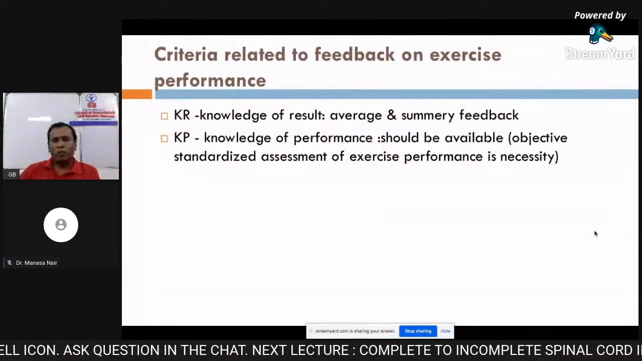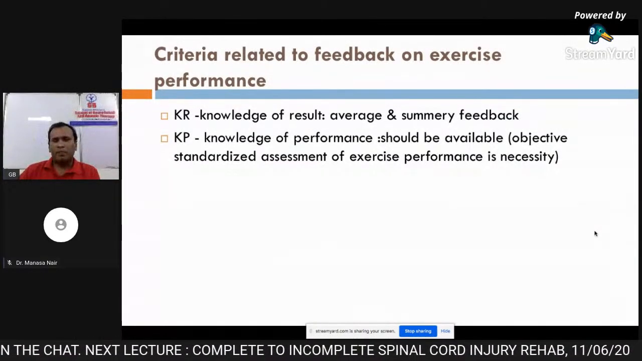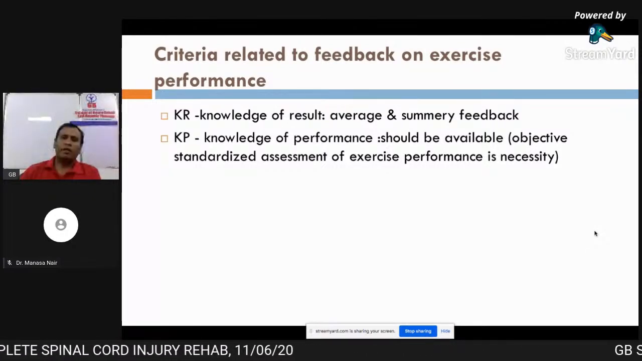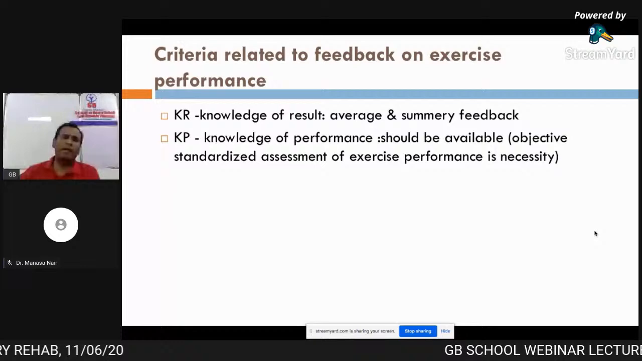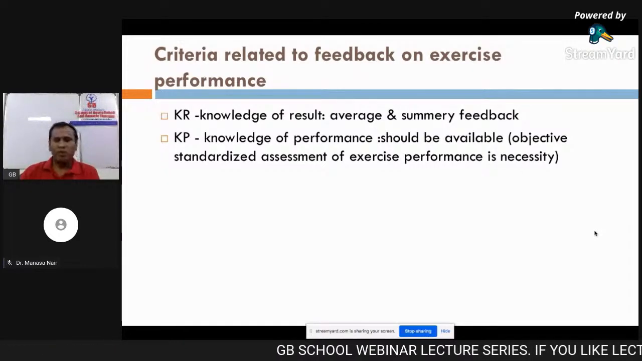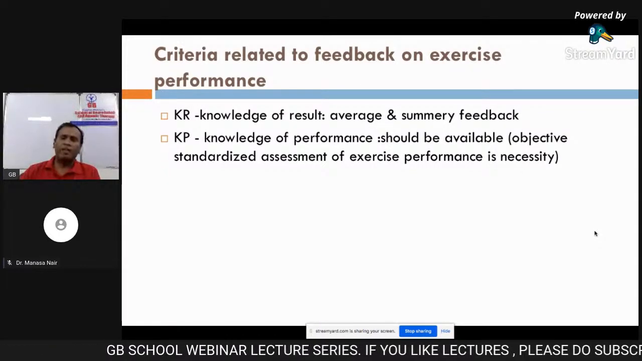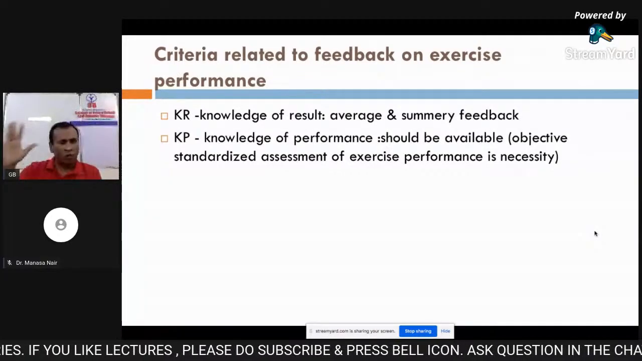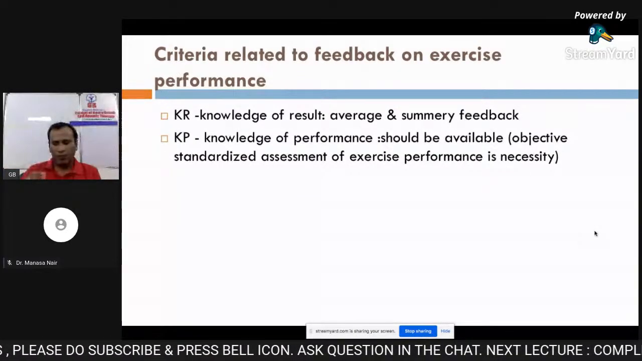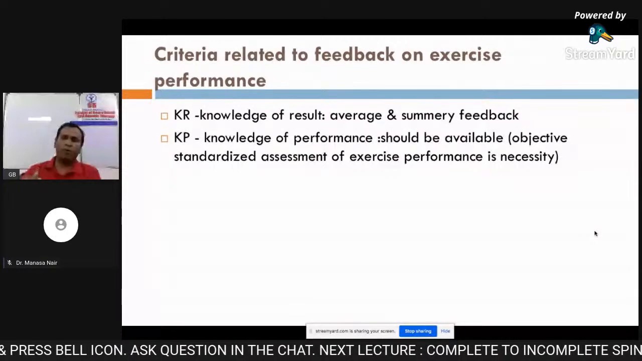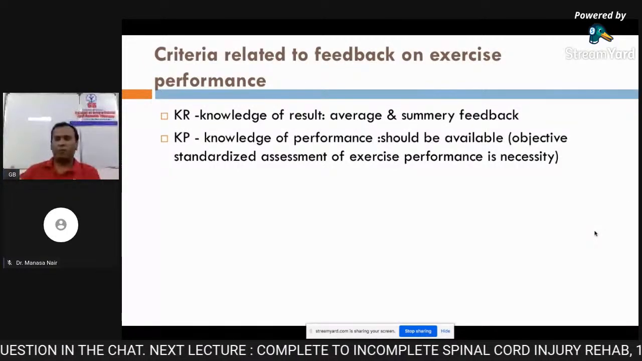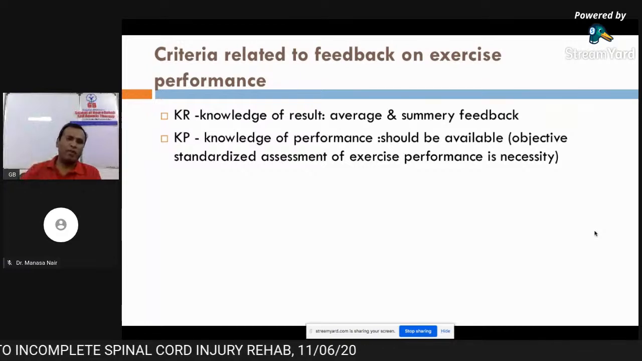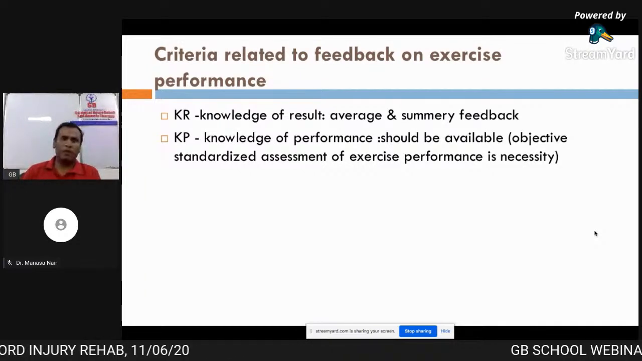Usually, in my practice, I don't focus too much on knowledge of performance in the beginning. In the initial stages of training, I only focus on knowledge of result. So you give them a particular task, and at the end of the task you just analyze whether he completed the task or not. Take the example again of gait training on walking: you told him that you have to move from point A to point B without a walker or without a cane, or with a walker or with a cane.